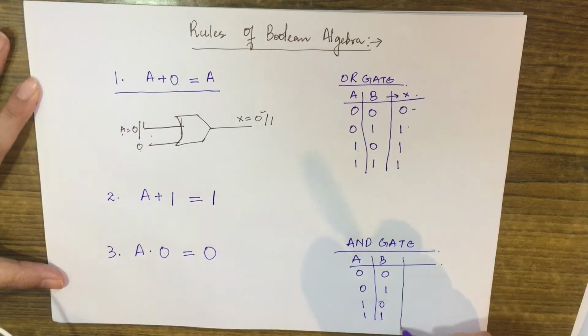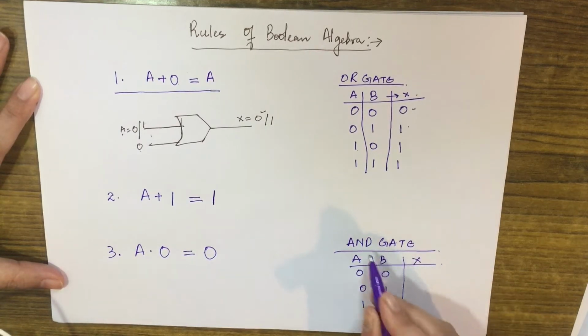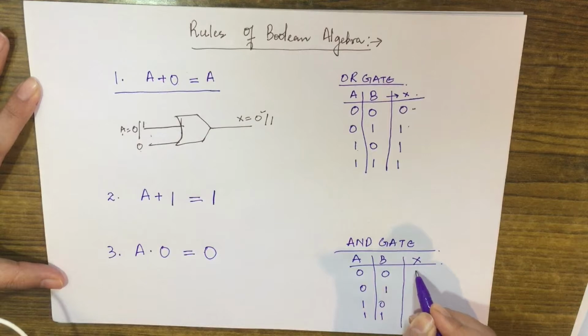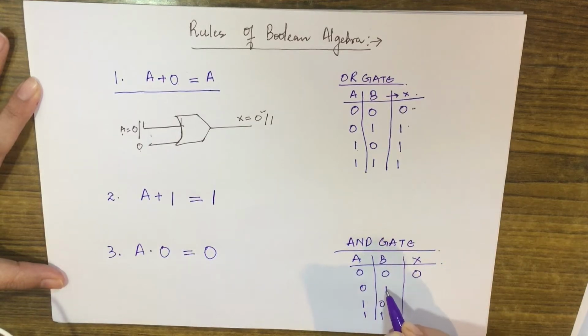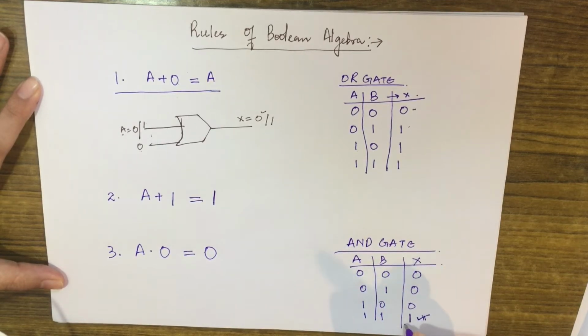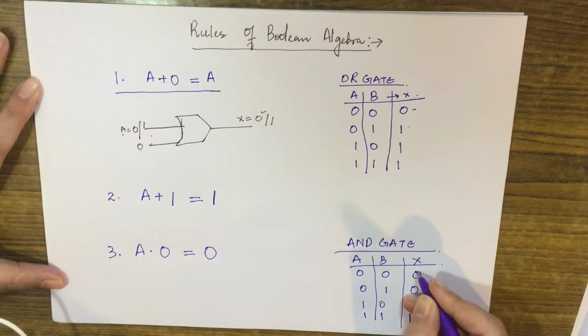So the output X in the AND gate will be: 0 AND 0 is equal to 0, 0 AND 1 is equal to 0, 1 AND 0 is equal to 0, because we should have all the inputs as 1, that means high. Here we have both the inputs as high, so the output will be high. That means only when both the inputs are high will the output be high, otherwise it is low.